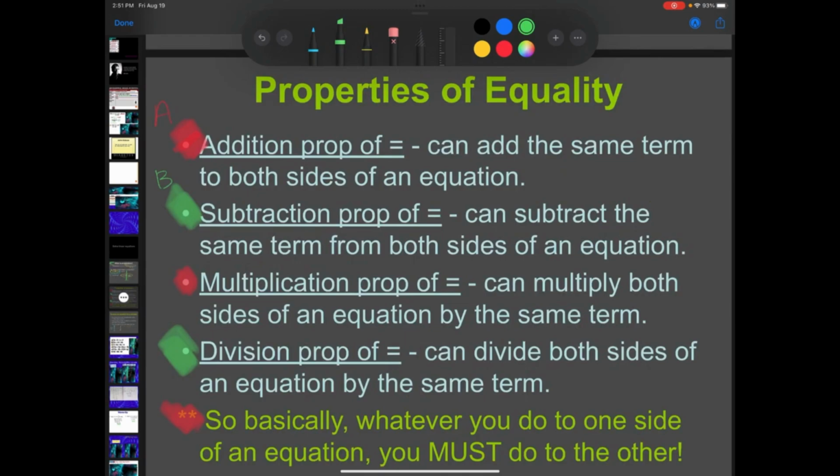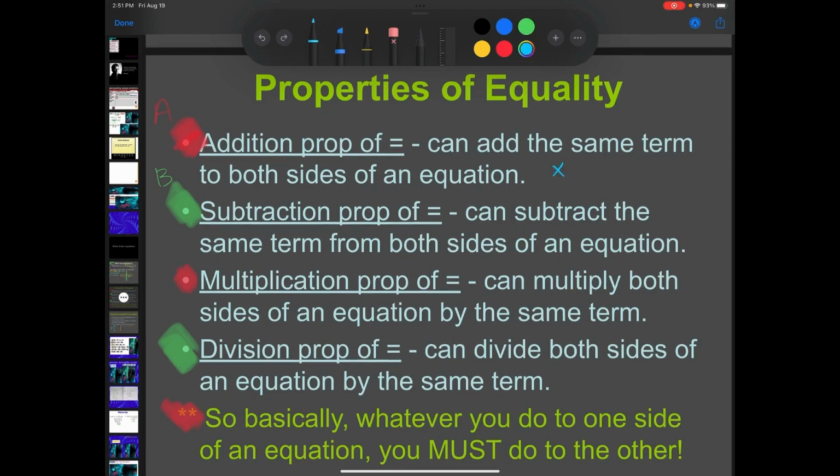All right, let's talk about properties of equality. Raise your hand if you remember doing these back in Math 2 with two-column proofs. Okay, you're not writing anything, you're just listening. Okay, so what does that mean? For example, addition property of equality says this. I should do x - 4 equals 8.